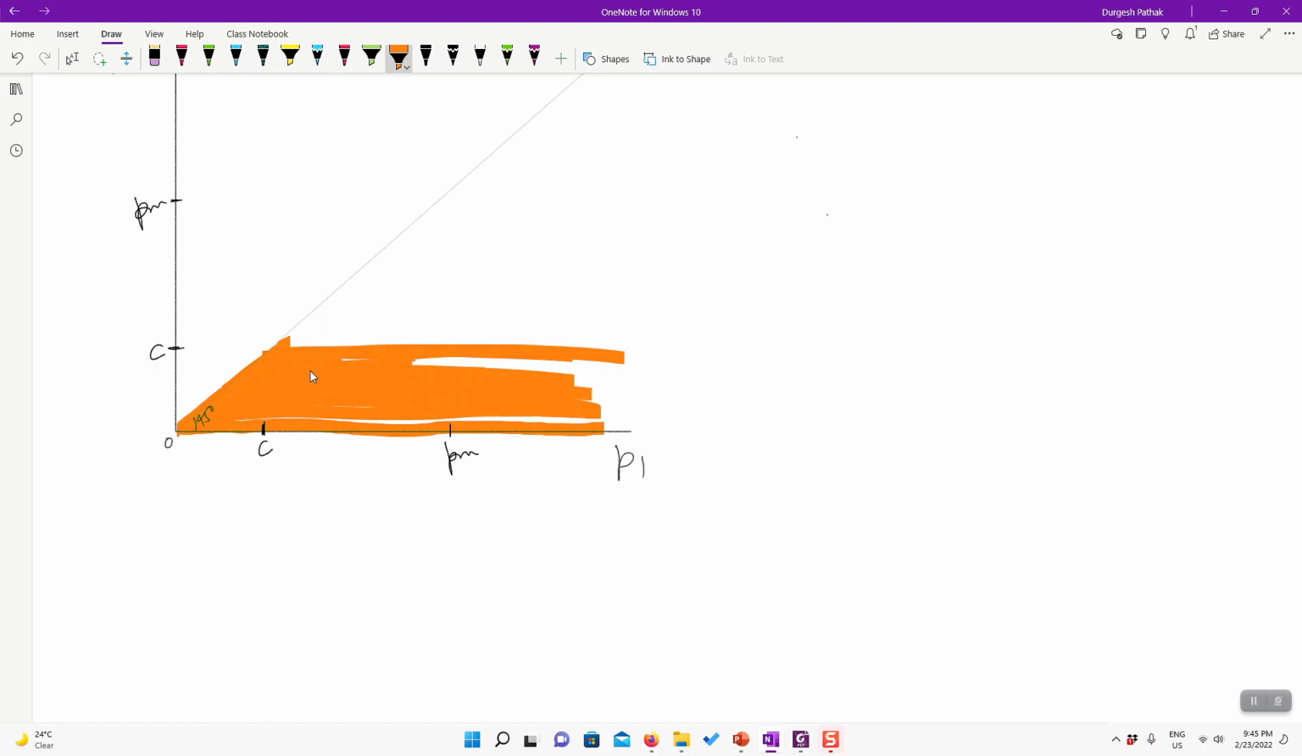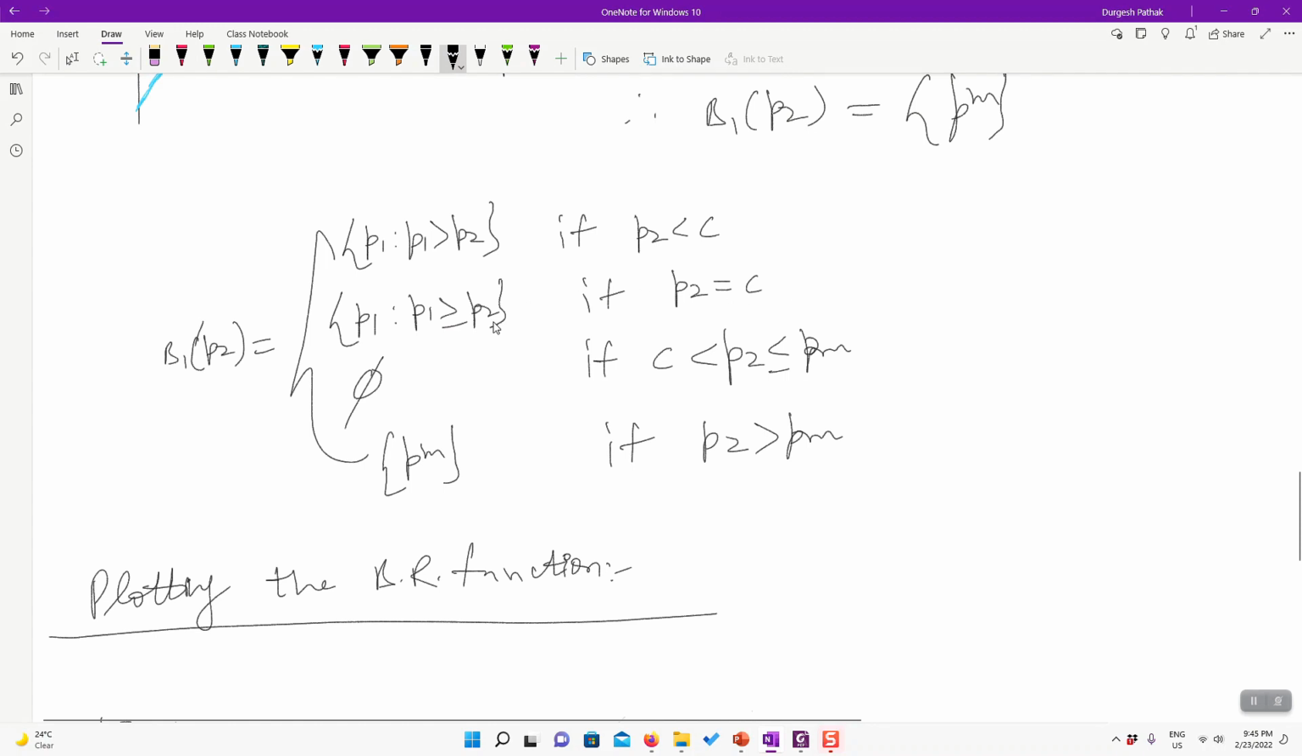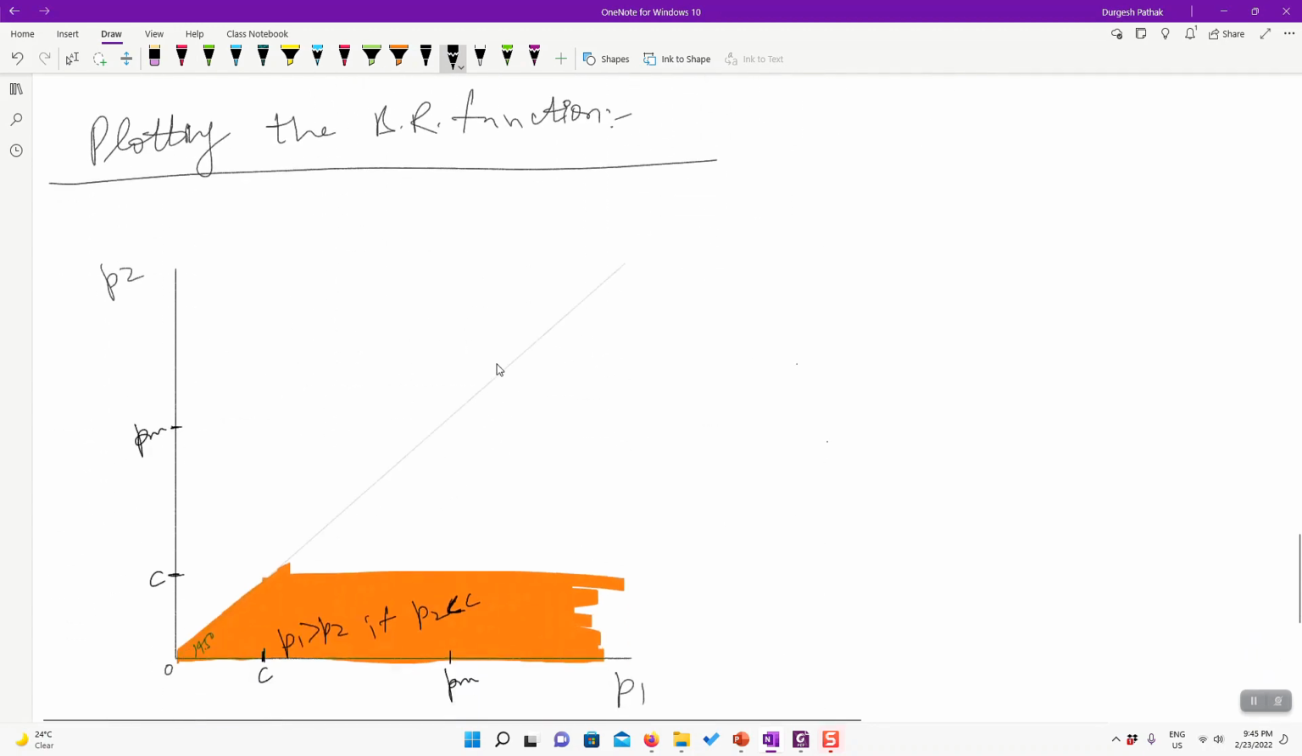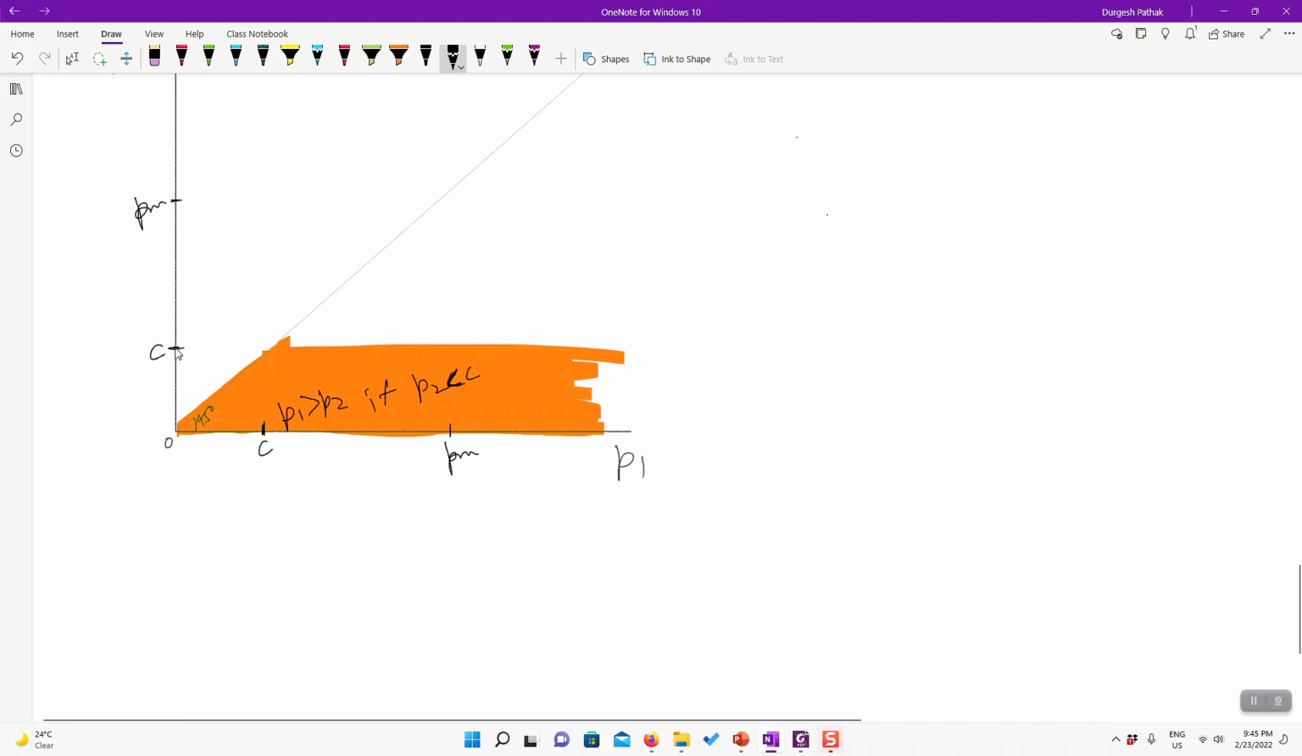So this entire portion is actually giving me the value where P1 is greater than P2 if P2 is less than C. Okay, so this is the portion. Now the second part is if P2 is equal to C, P1 can be anything greater than or equal to P2. So P2 equal to C is this. So take a line from here. So let's plot this portion now.